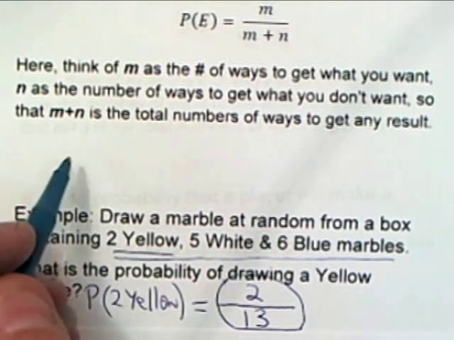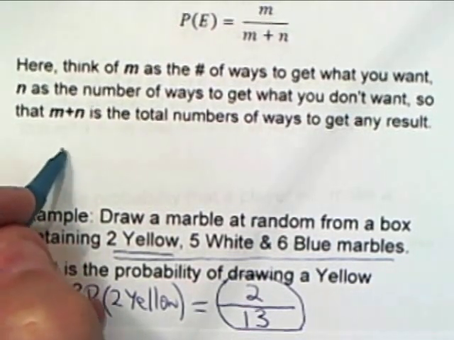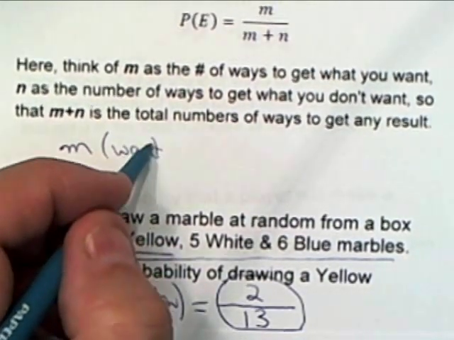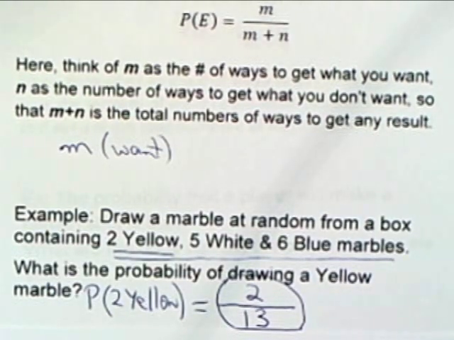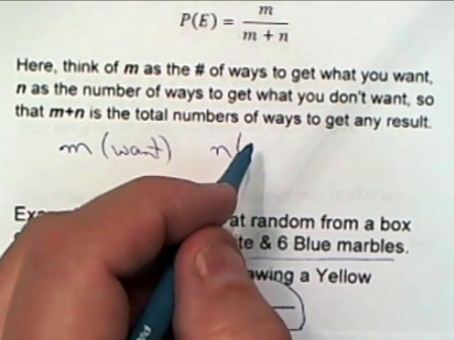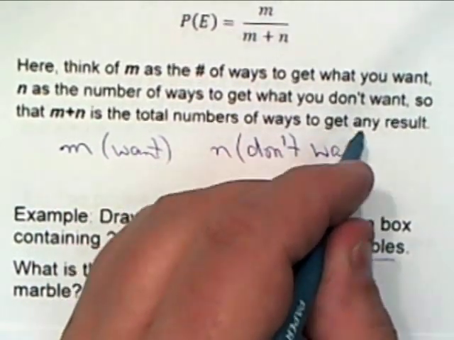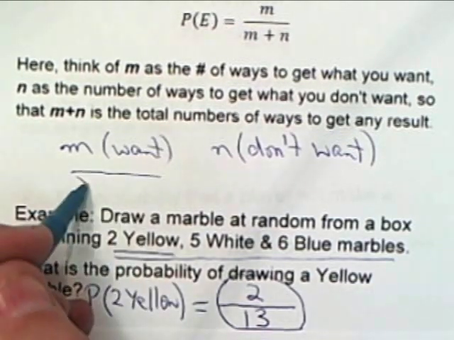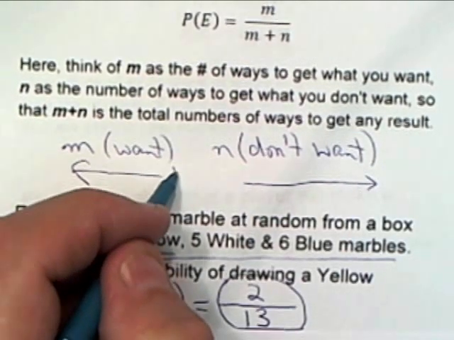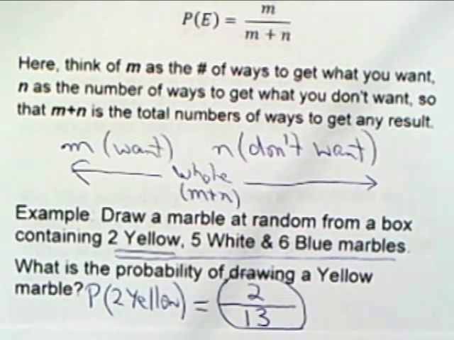And before I do that, let me just say again that if you break the sample space into two parts, one of which you count m things that you want, and the rest of them count to n, and you might describe those as the things you don't want, then if you group everything together, you get what I call the whole, and the whole is just m plus n. It's everything in the sample space.